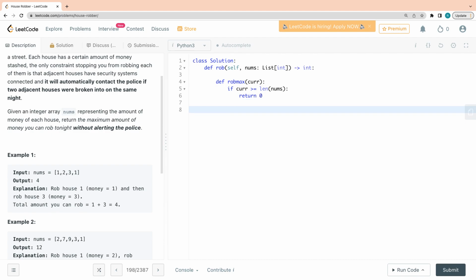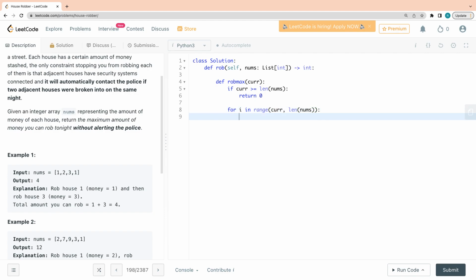Okay, now think about this. How many choices do I have to rob? Same as the staircase problem, which I described in my previous video. If I am at the current position, how many choices do I have? The length of nums, these many choices I have.